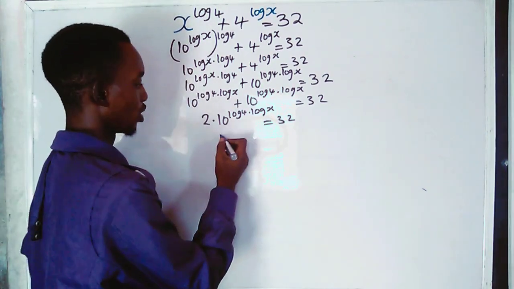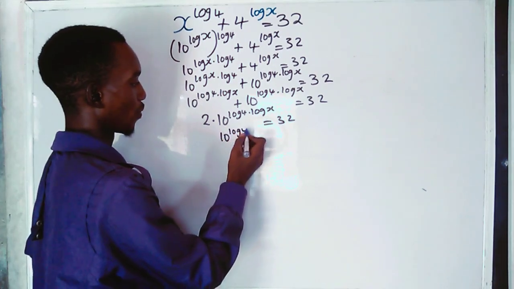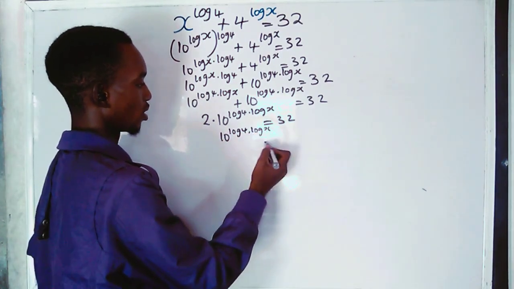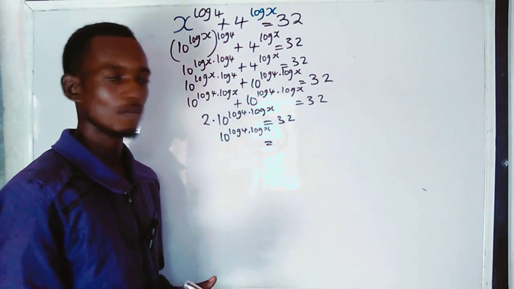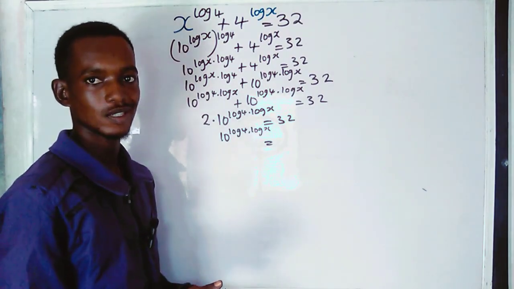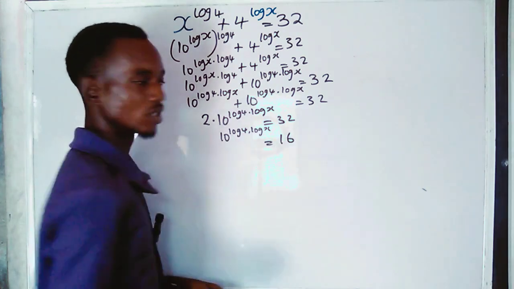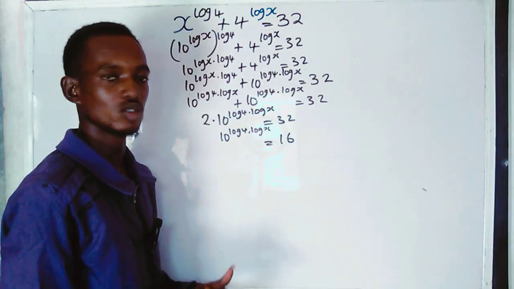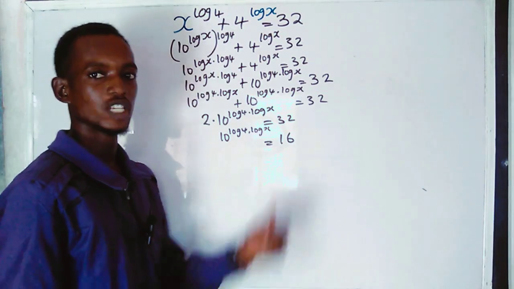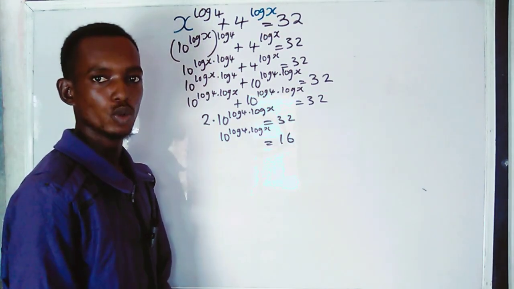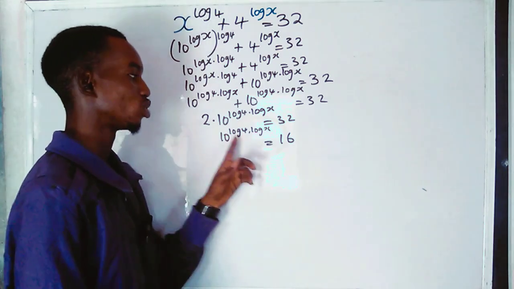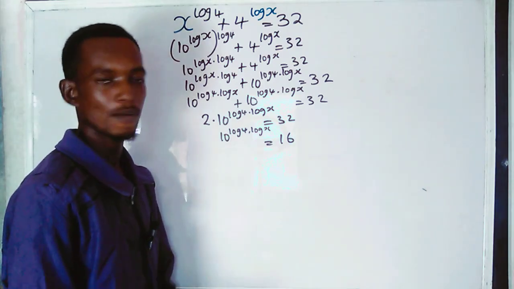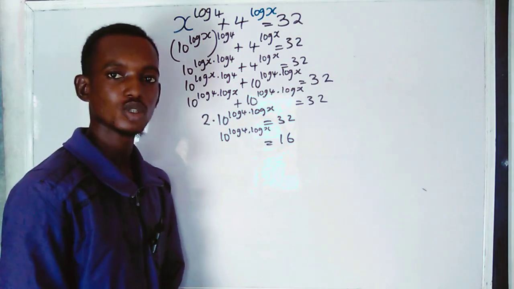When we divide both sides by 2, we have 10 to the power of log 4 times log x equals 2. Now 32 divided by 2 is going to give us what? 16. So we have 16. Now what is the next thing to do? We now have an exponential equation like this. Now what do you do in exponential equations? We try to eradicate the power. We don't like power. It makes our question look complex.